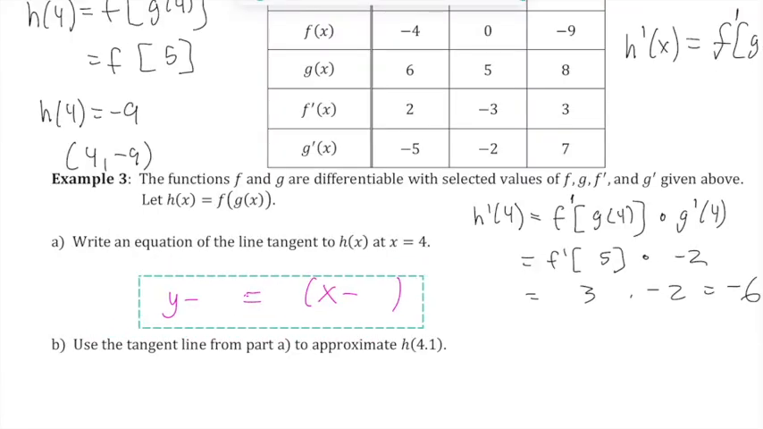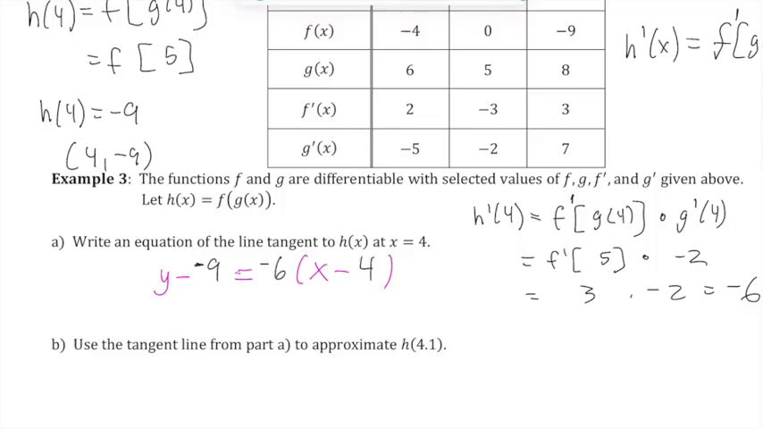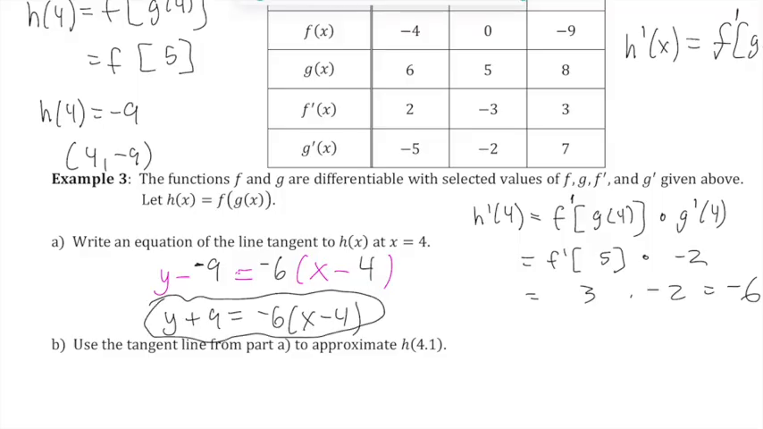If I do the tangent line equation, it's y minus y1. We have the slope, which is -6, times x minus 4. If we clean this up, we get y plus 9 equals -6 times x minus 4. And again, we could distribute the -6 through and then subtract the 9, but that's good enough.